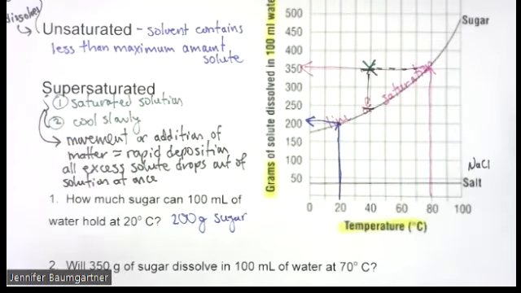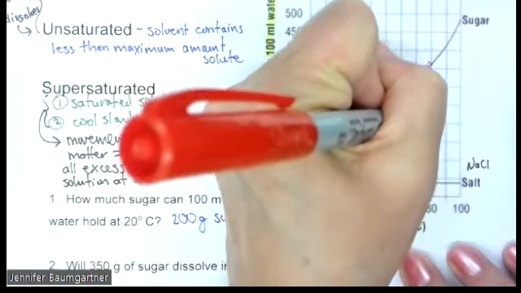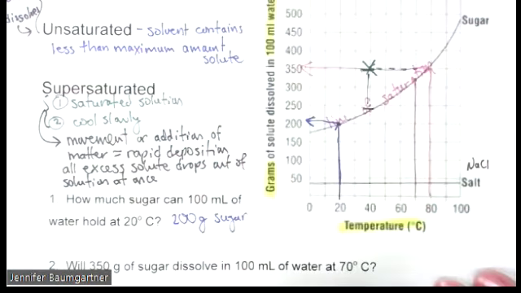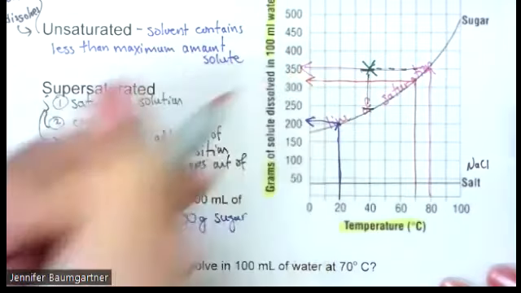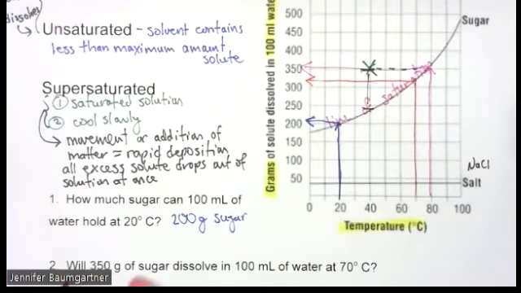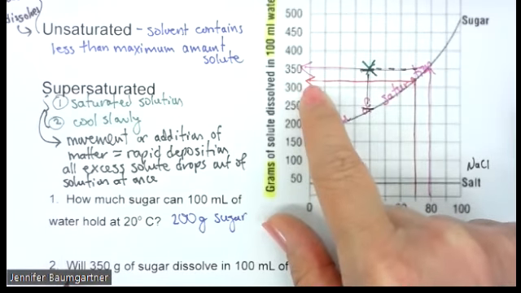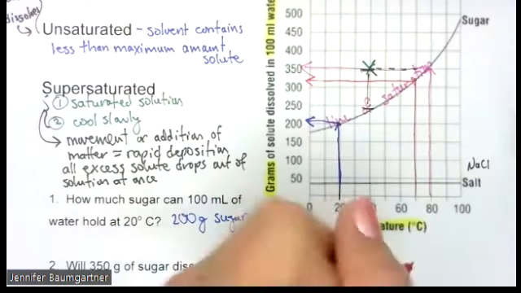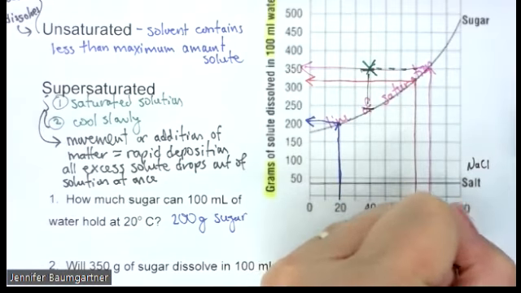The next question says, will 350 grams of sugar dissolve in 100 mils of water at 70 degrees Celsius? So again, we're looking at sugar, and I'm going to come to the 70 degrees Celsius line. I'm going to come up here, and then I'm going to draw a line over to the left. And what I see is that at 70 degrees Celsius, I can only dissolve about 320 grams. So the answer is no, only 320 grams.